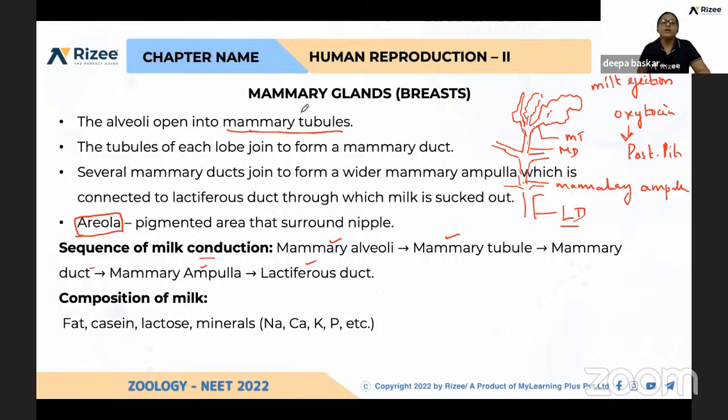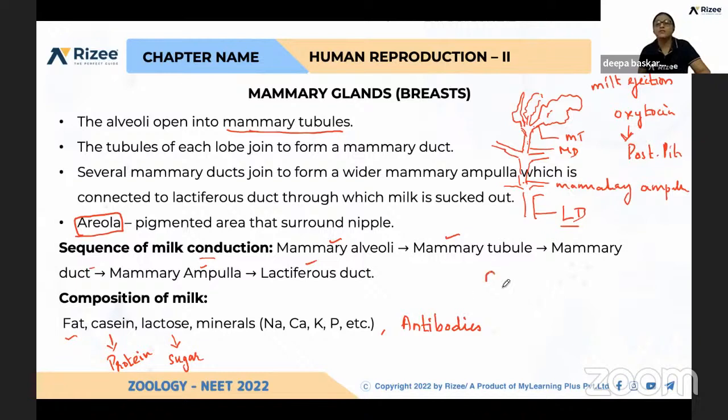So what are the compositions of human milk? It consists of fat and casein. What is the nature of casein? It is the protein which is present in milk, not only human milk, even cow's milk. And the carbohydrate which is present in milk is lactose. Apart from that, many minerals are present like sodium, calcium, potassium, phosphorus, etc. And apart from that, antibodies are present.